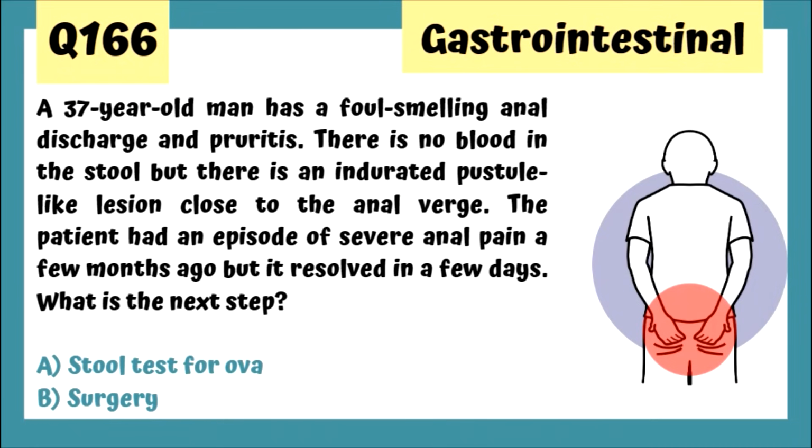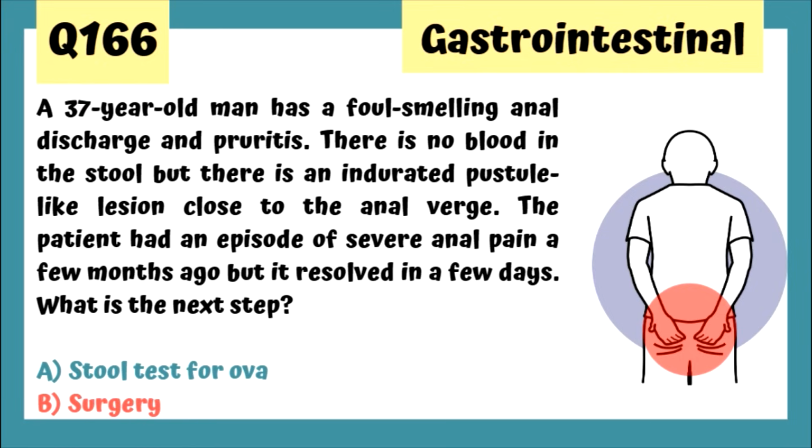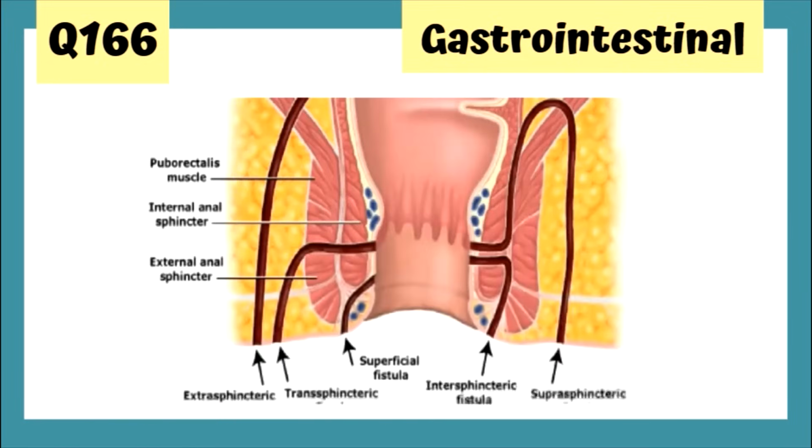There's no blood in the stool, but there's an indurated pustule-like lesion close to the anal verge. The patient had an episode of severe anal pain a few months ago, but it resolved in a few days, so this sounds like some sort of abscess or a fistula. What's the next step? We want to go for surgery. This is an anorectal fistula. Here are different types of anorectal fistulas. We want to go for surgery.